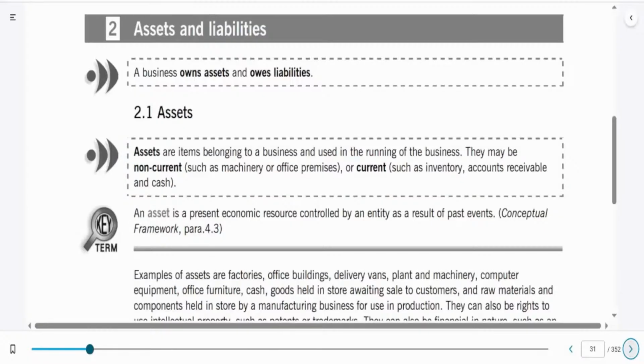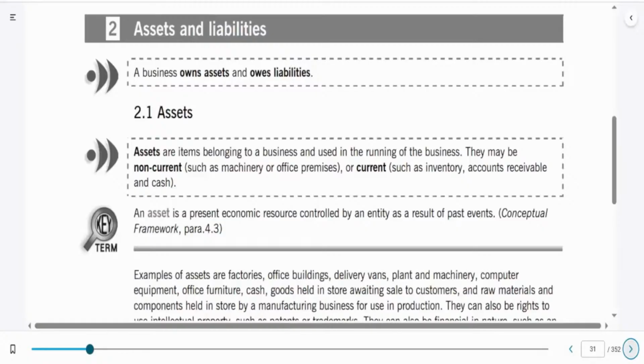Two types of assets. There are two main types of assets. One, non-current assets. These are assets that the business plans to keep for a long time. They're usually bigger items that aren't quickly used up. For example, machinery, equipment used for manufacturing or production. Office premises, the building or space where the business operates, like an office or a factory.